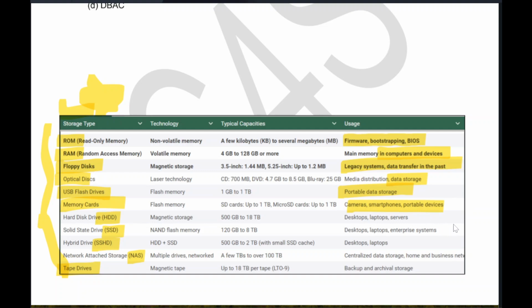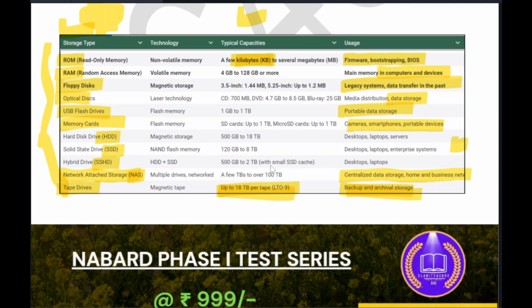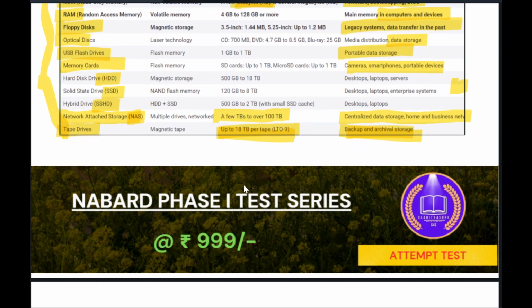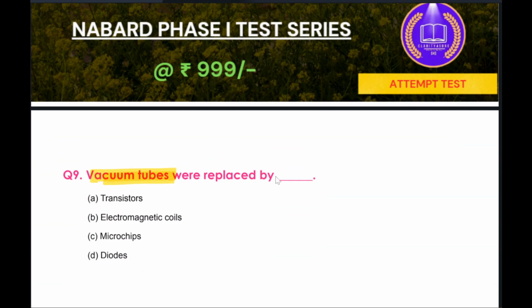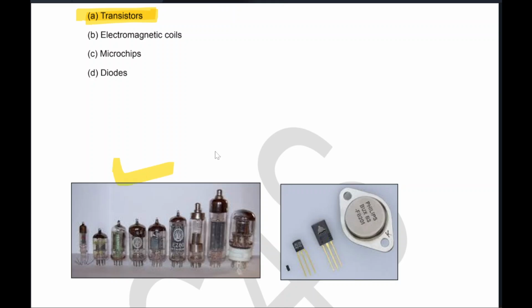Then we have HDDs, SSDs, hybrid drives. Then network attached storage, which is centralized data storage for home and business networks. Then we have tape drives, which are for backup and archival storage, with capacities from a few KBs up to 18 terabytes per tape. NAS is a few TBs or over 100 TB. Vacuum tubes were replaced by transistors.